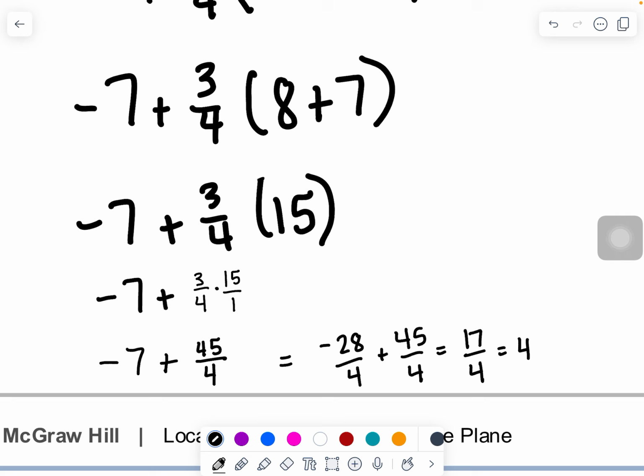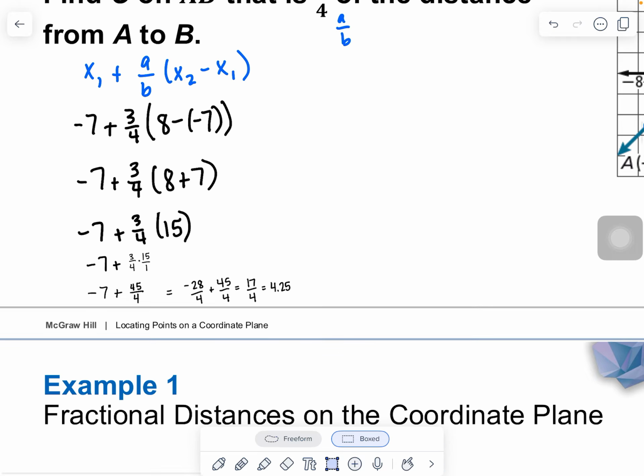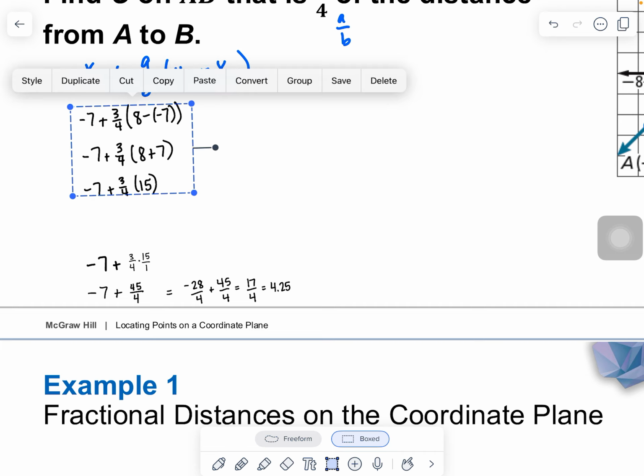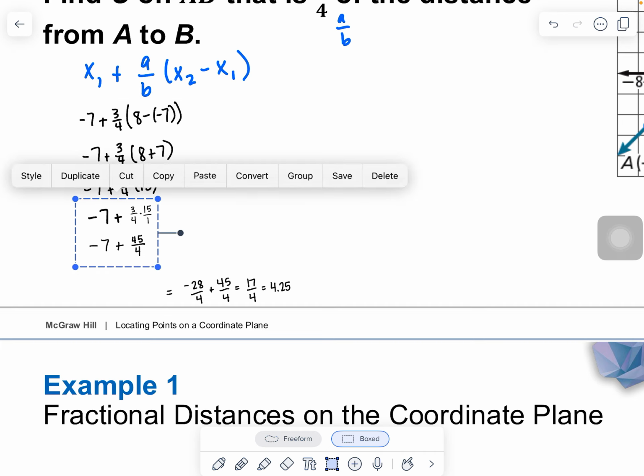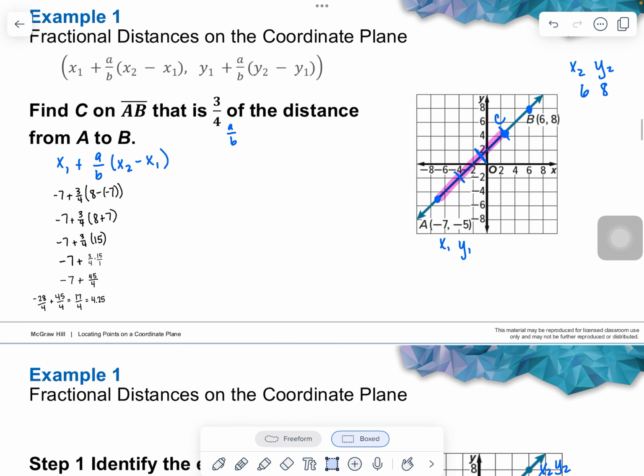Which is 4.25. There we go. And I can go ahead and shrink some of this down so that I've got room for all the rest of it. And we'll go ahead and put that over there. There we go. So my x coordinate is going to be at 4.25. I'm not sure if that quite made sense. So I might have done something wrong.